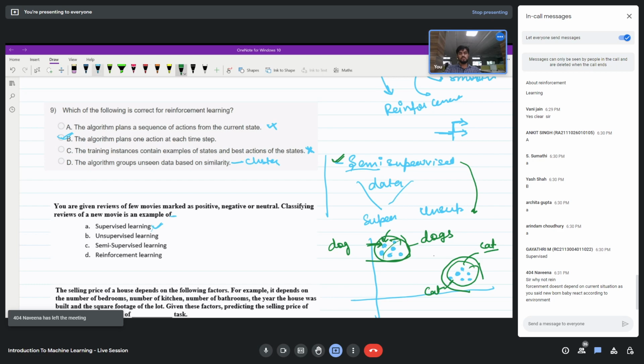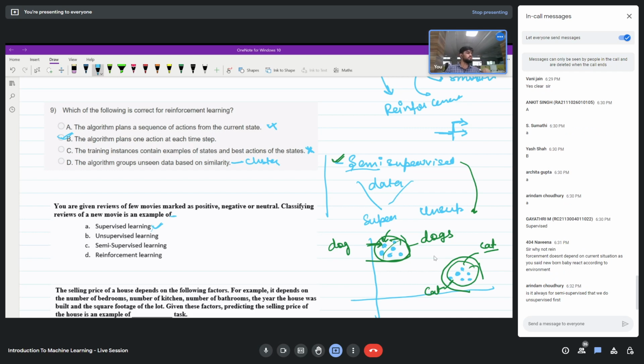Okay, so what's your question? Sir, why does it not depend on the current situation? It depends on the current situation. That is what I'm saying. But it does not plan actions more than one step at a time. When you are a child, you first try to stand. You don't straight away focus on running. So you take one step at a time. This is what I'm saying.